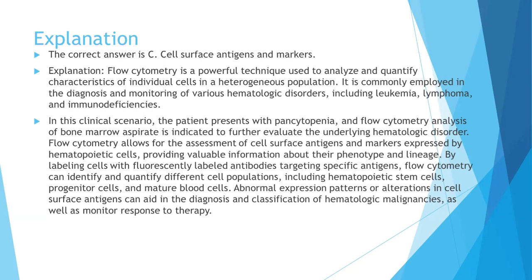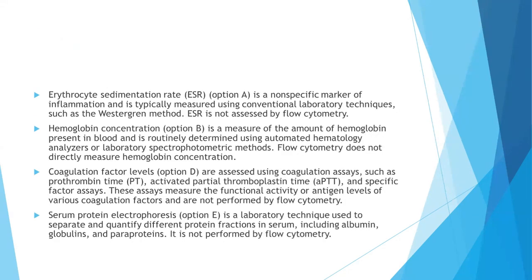Flow cytometry allows for the assessment of cell surface antigens and markers expressed by hematopoietic cells, providing valuable information about their phenotype and lineage. By labeling cells with fluorescently labeled antibodies targeting specific antigens, flow cytometry can identify and quantify different cell populations, including hematopoietic stem cells, progenitor cells, and mature blood cells. Abnormal expression patterns or alterations in cell surface antigens can aid in the diagnosis and classification of hematological malignancies as well as monitor response to therapy. Now these are about the other wrong options.